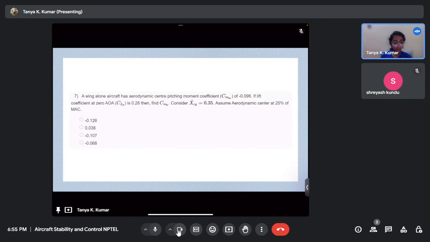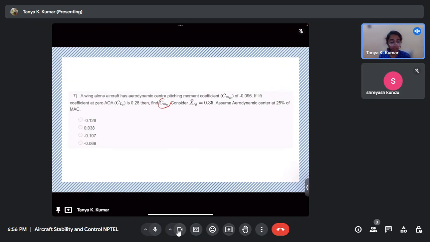Next, it hasn't loaded now. A wing alone aircraft has aerodynamic center pitching moment coefficient as minus 0.096. If lift coefficient at zero angle of attack CL naught is 0.28, find Cm naught. Consider XCG as 0.35 and assume aerodynamic center as 25% of mean aerodynamic chord. Okay. So what have they asked you to find? They've asked you to find Cm naught, given all the other terms.